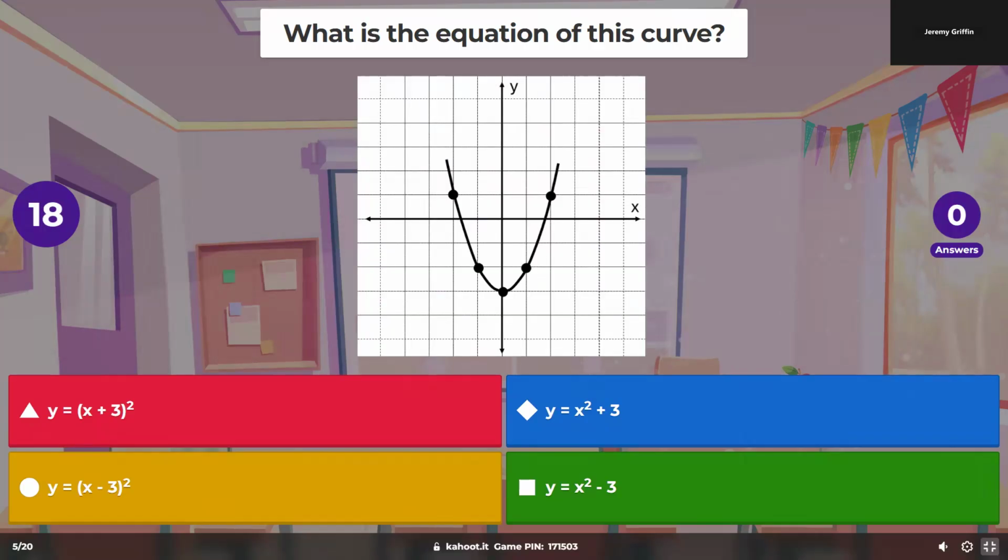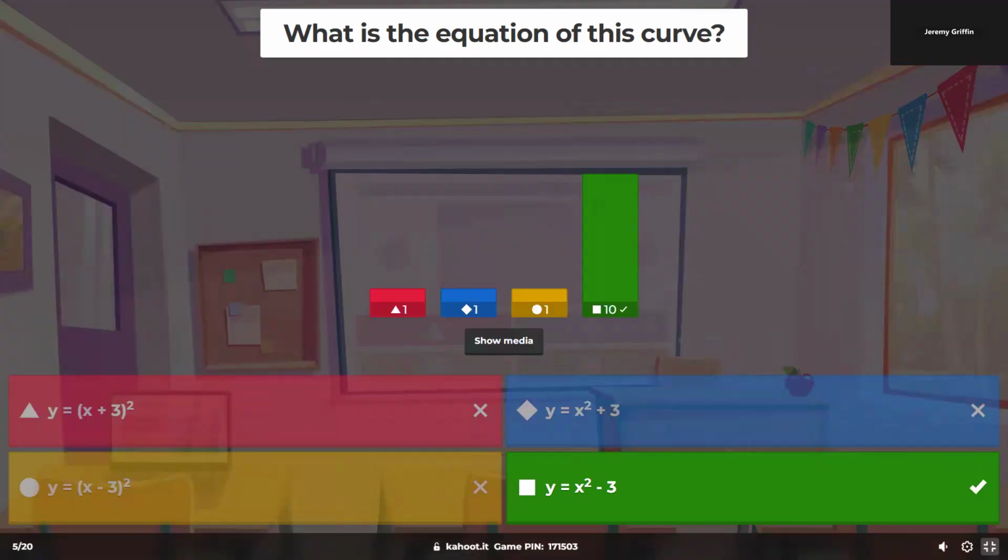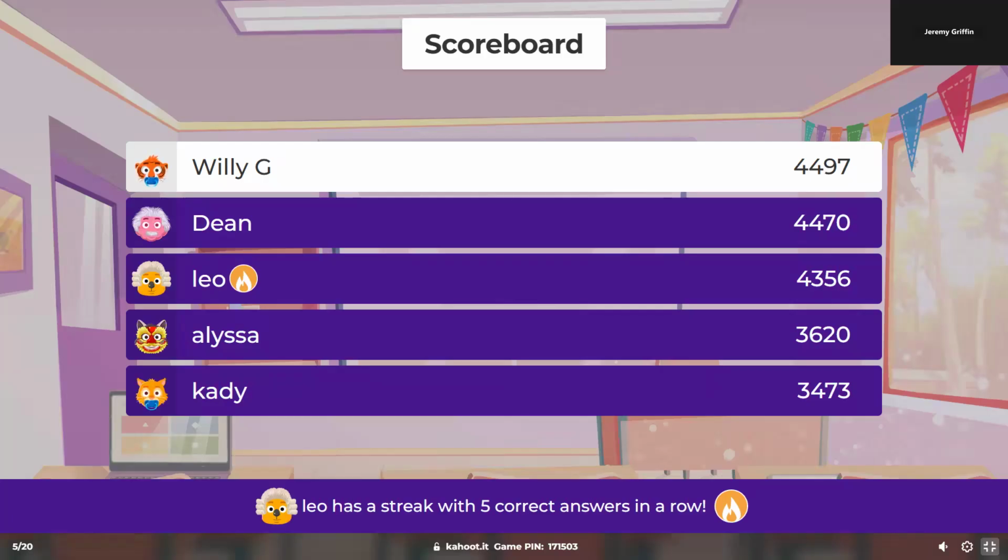Got down 3. How do you shift down 3? Oh yeah, down 3. Right. So this red option would be left 3. This blue option would be up 3. This gold option is right 3, and the green one is down 3. Okay. Got Katie, Alyssa, Leo, Dean, Willie D.